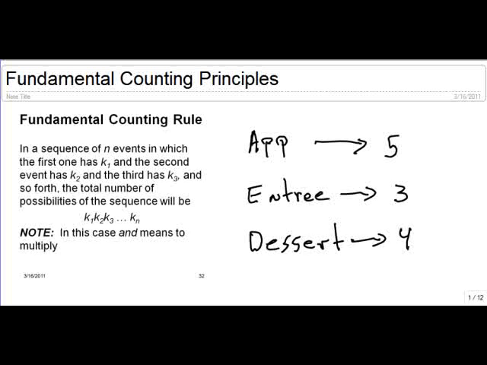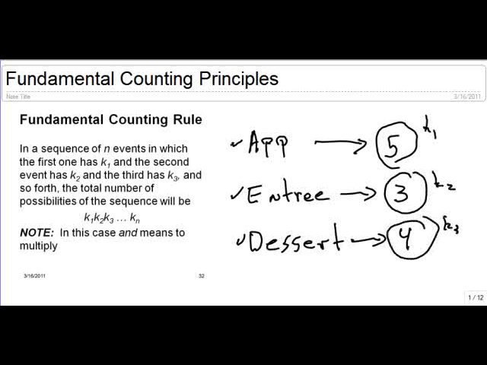So the fundamental counting rule over here says that in a sequence of n events, so I have these 3 events. I have the appetizer event, the entree event, and the dessert event, in which if each event has these k different choices, so k1 goes to the first event, k2 goes to the second event, and k3 goes to the third event. So in this case, this is k1, this is k2, and this is k3. Then the total number of possibilities is just a product of all these number of choices within each event.